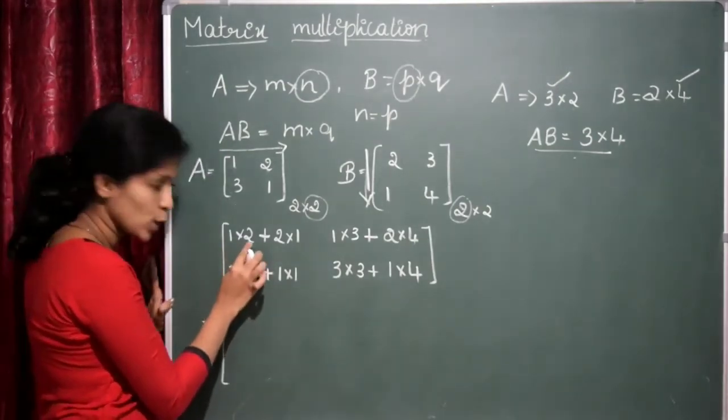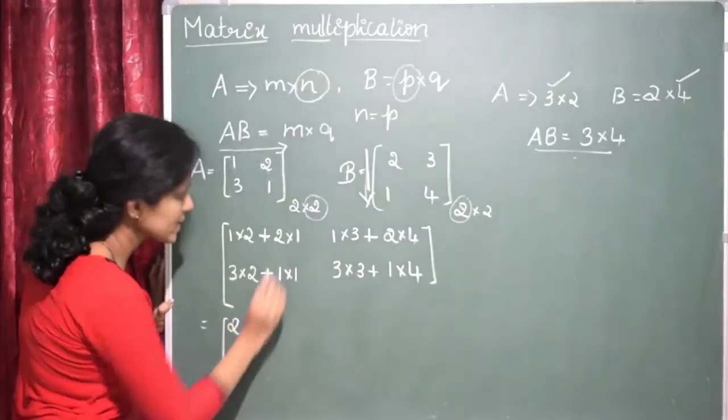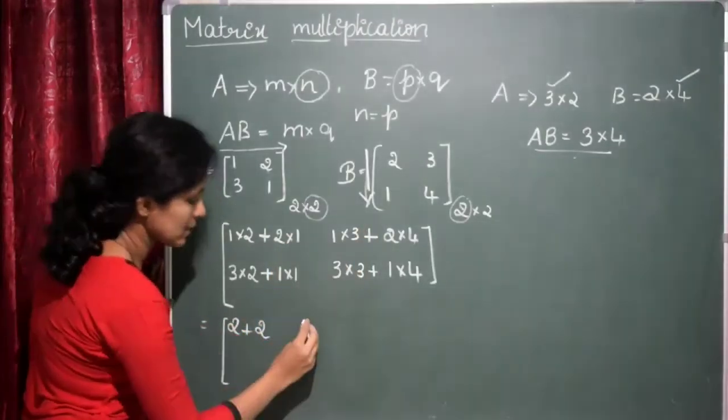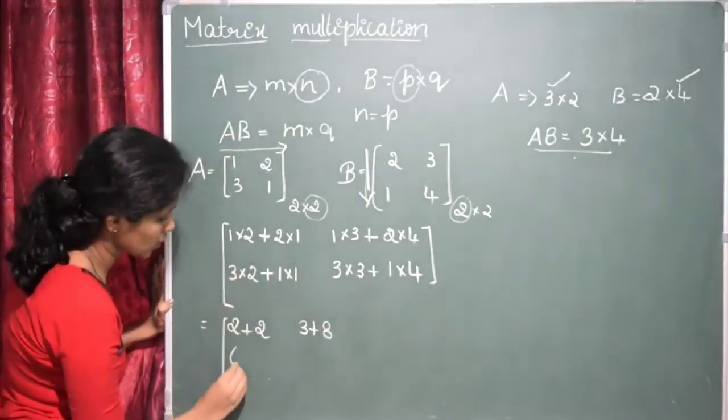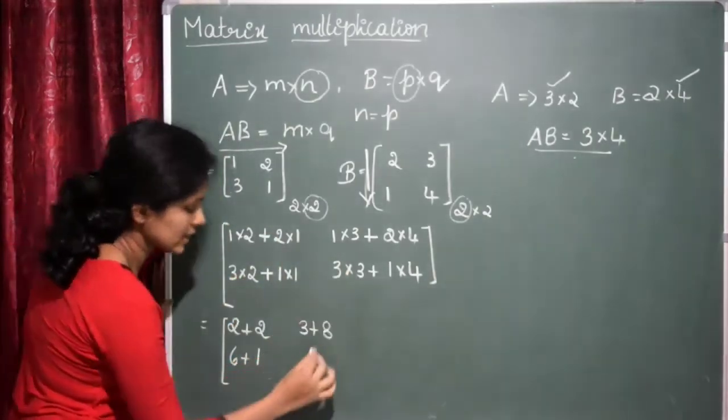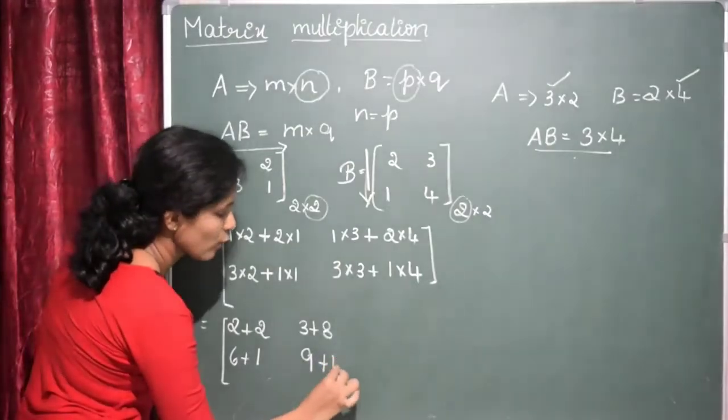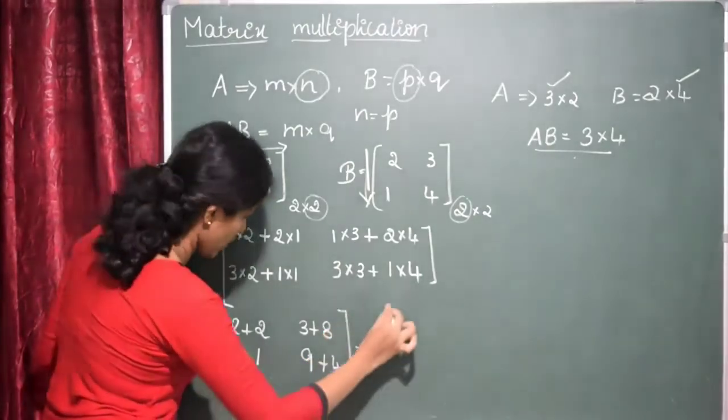1 into 2 is 2, plus 2 into 1 is 2. Next element: 3 plus 4 into 2 is 8. Next element: 3 into 2 is 6 plus 1. Next element is 9 plus 4. So this is equal to, now add this one.